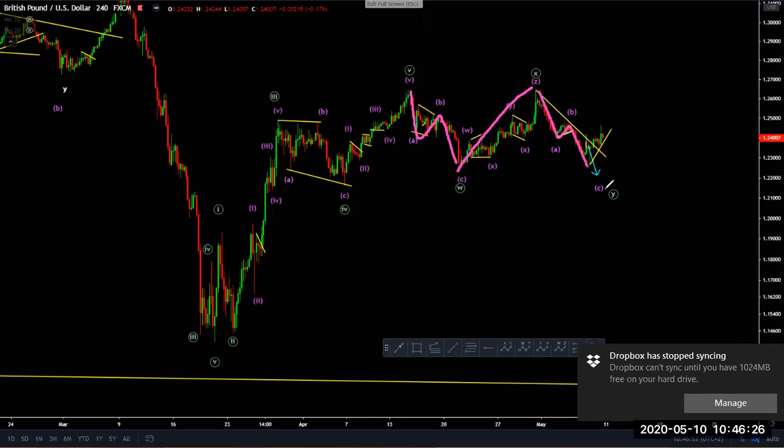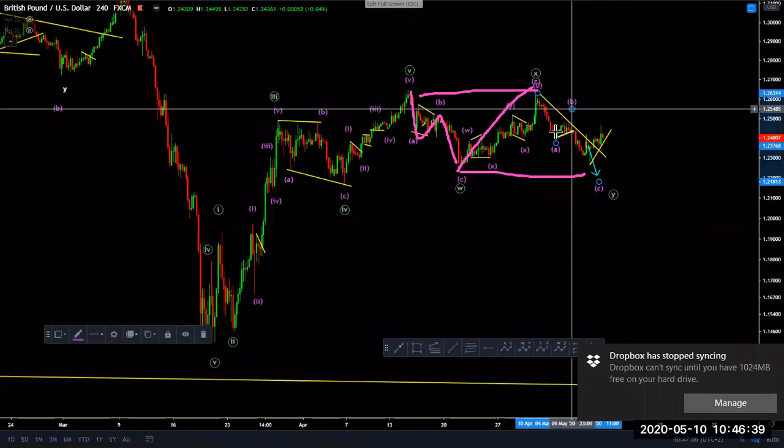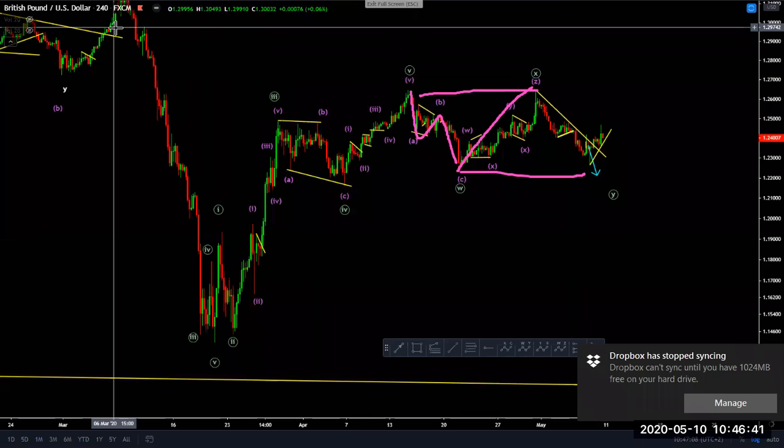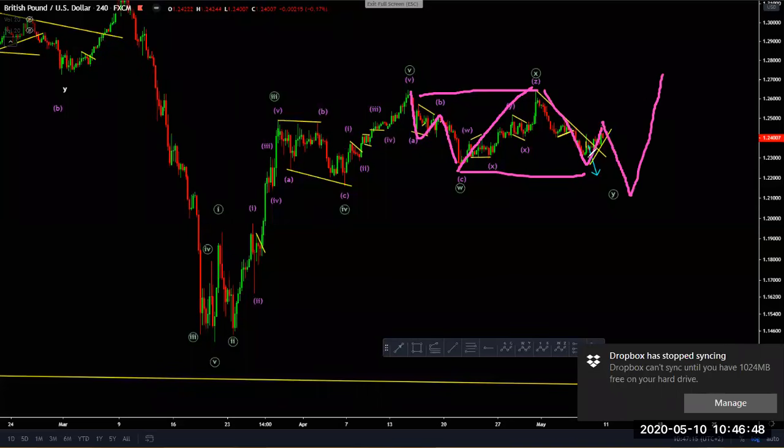Now, has this structure ended, and are we ready to make a continuation to the upside? That's still a bit tricky here. It's not confirmed as yet, because this can also be a structure like this. If I take this off, we can also have this one playing out like this. So we need to wait for this confirmation. This can also be 3 waves down here before we make a move to the upside. So that means one more down before we continue higher.